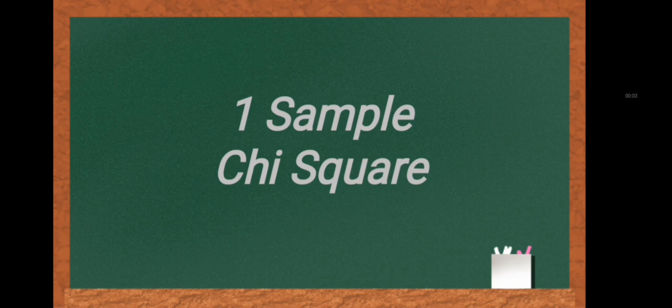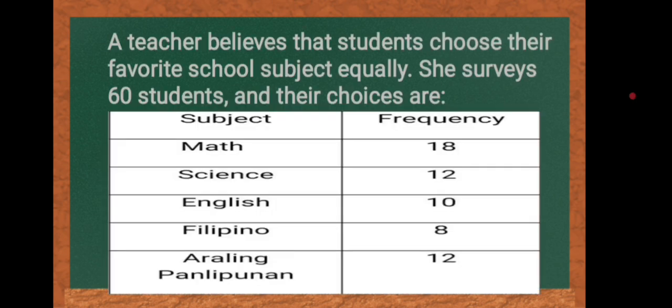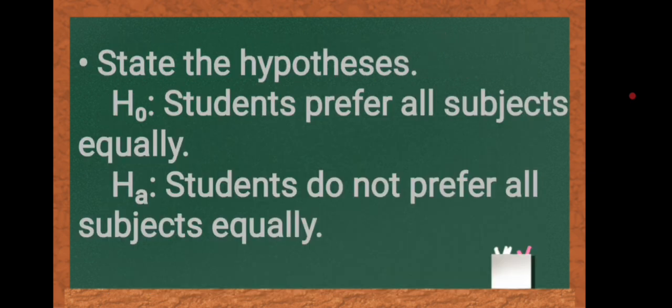Let's move on to a sample chi-square test. A teacher believes that students choose their favorite school subject equally. She surveys 60 students and their choices are math, science, English, Filipino, and Araling Panlipunan. First step, state the hypothesis. The null hypothesis: students prefer all subjects equally. And the alternative hypothesis: students do not prefer all subjects equally.